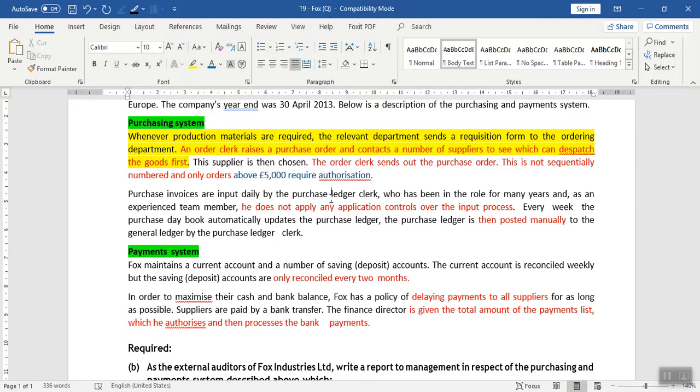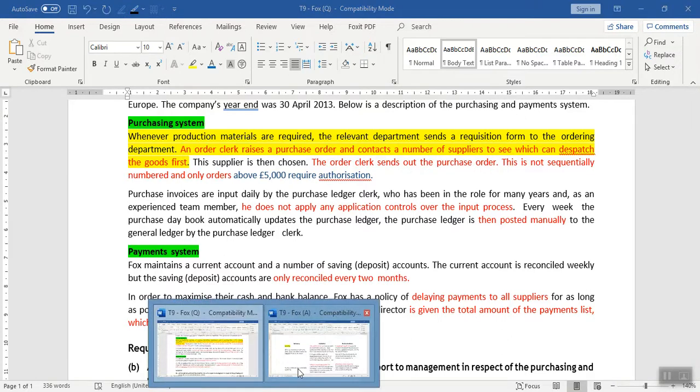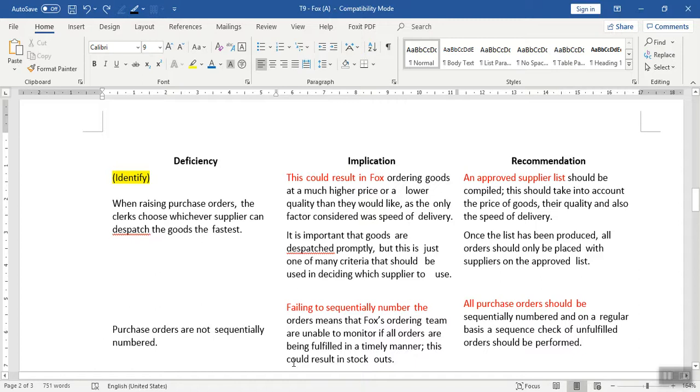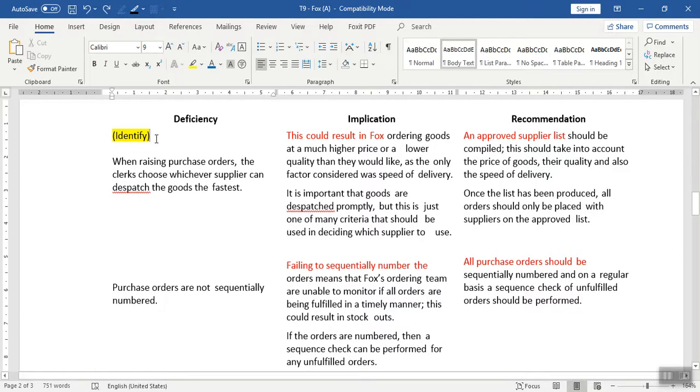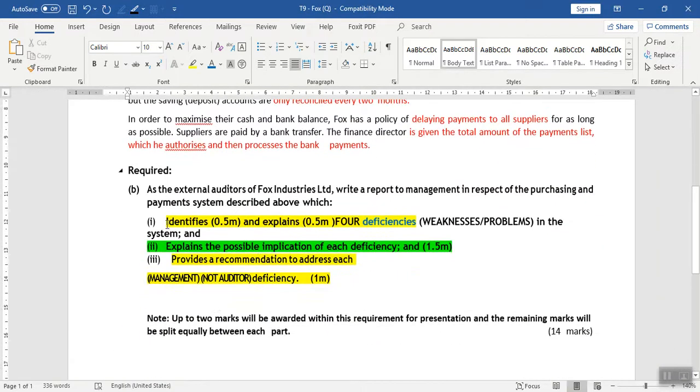So now the first answer is a supplier selection problem. They never choose the supplier that provides good quality. They need to choose from the approved supplier list. I will show you the first answer first so you can roughly see what happened. So identify and explain. You get 1 mark here: when raising the order, the clerk chooses whichever supplier can dispatch the goods the fastest. This one is the identify part. You have answered the question. Can you see or not? The first one, you get 1 mark.